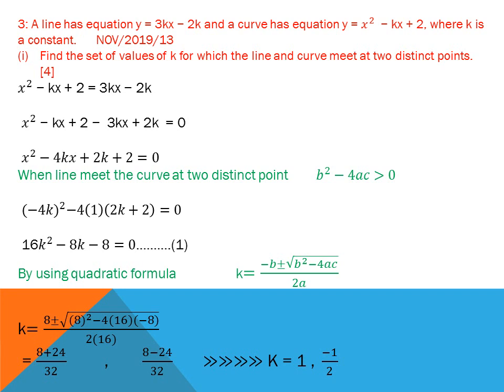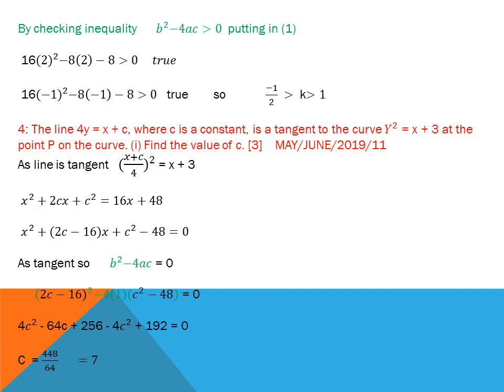I find the equation for b square minus 4ac greater than 0 here is 16k square minus 8k minus 8. I put these two values, the one is greater value and one is lesser value, to find the inequality. By checking the inequality, b square minus 4ac is greater than 0, putting in 1. 16 into, I put the greater value because k is equal to 1. I put the greater value 2 here, k is equal to 2, 16 into 2 square minus 8 into 2 minus 8 greater than 0. It means it's true. It means our solution lies greater than 1.